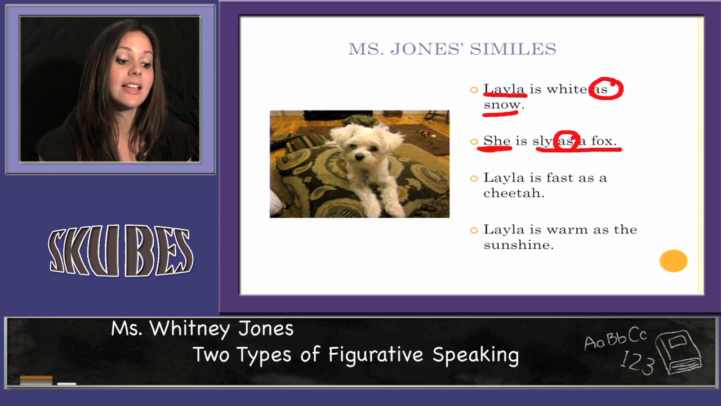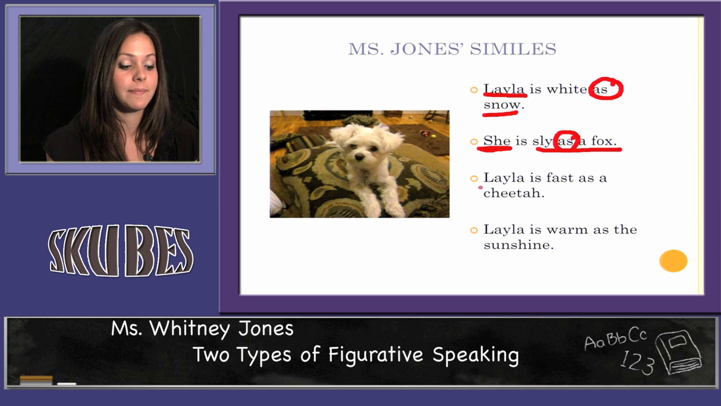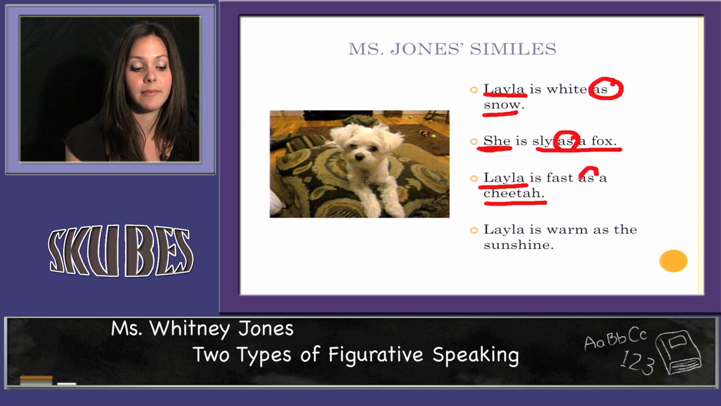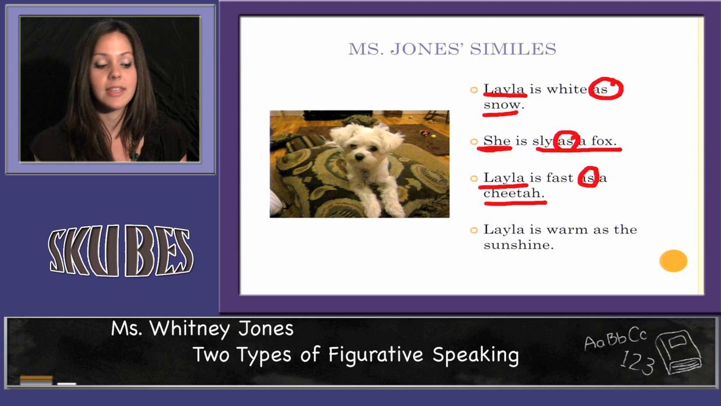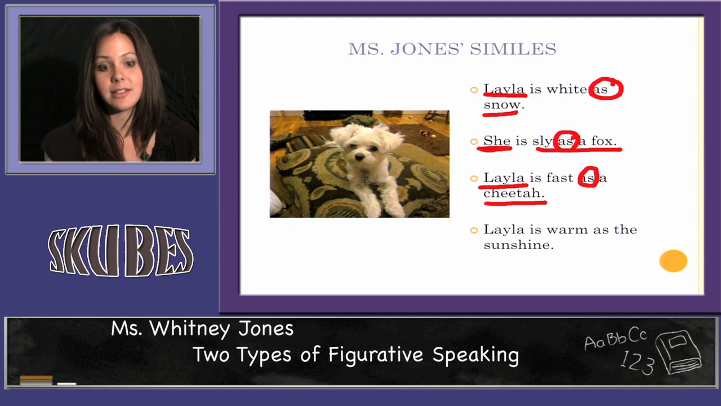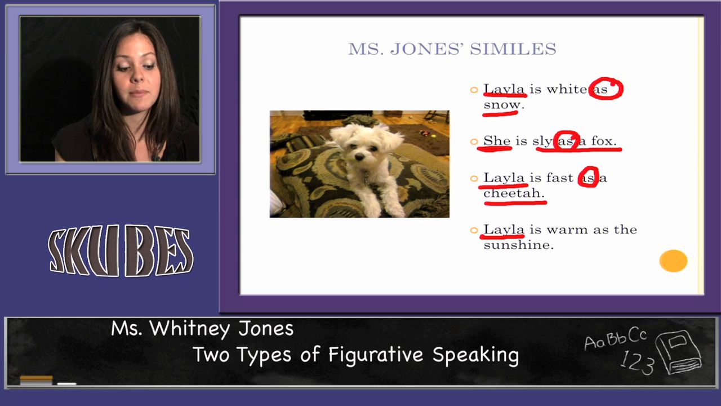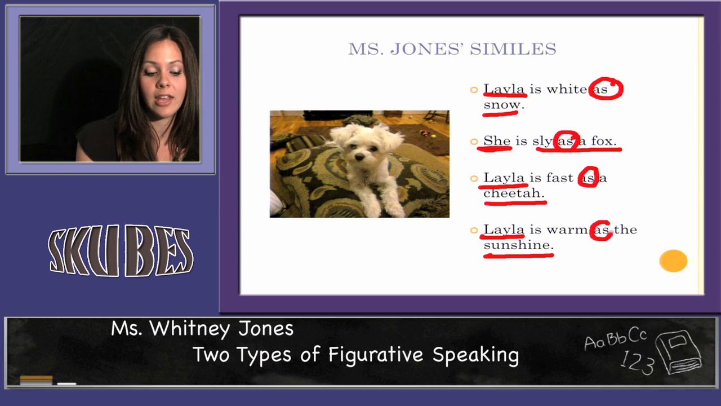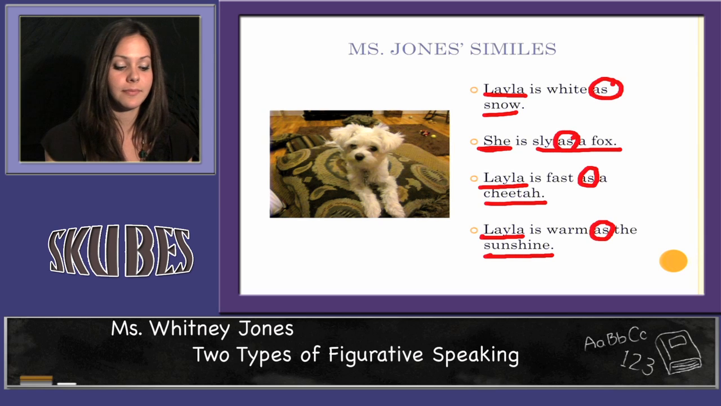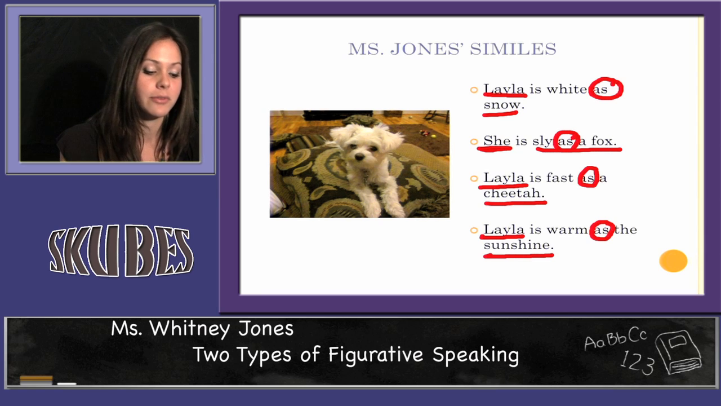The next one says Layla is as fast as a cheetah. I'm comparing Layla to a cheetah, and I use the word as. The last simile is Layla is warm as the sunshine. So I'm comparing Layla to the sunshine, and I use the word as. Now let's look at some metaphors.